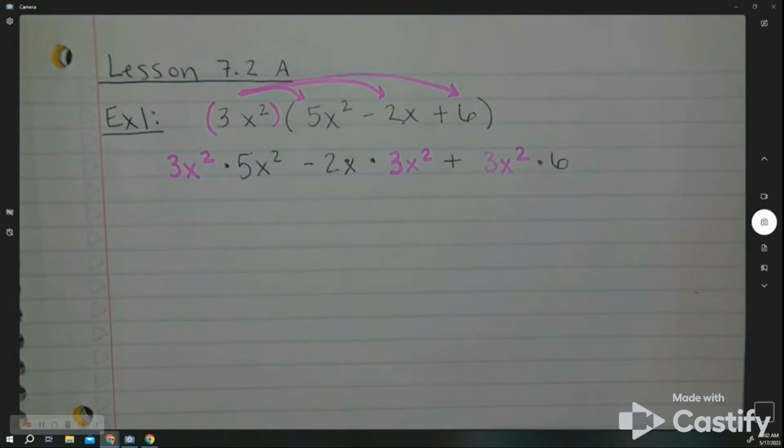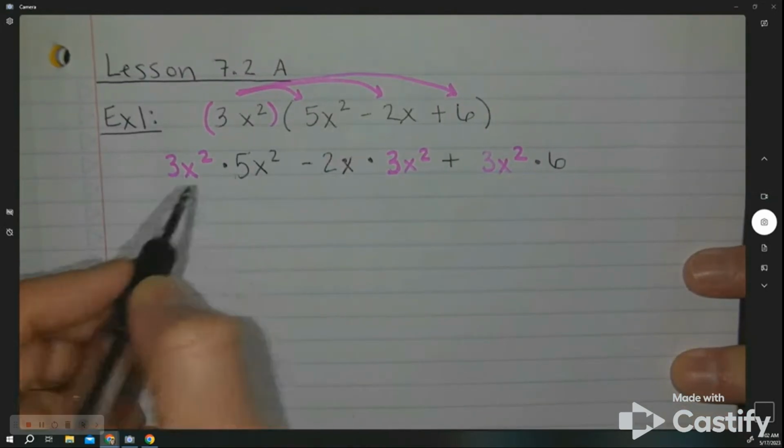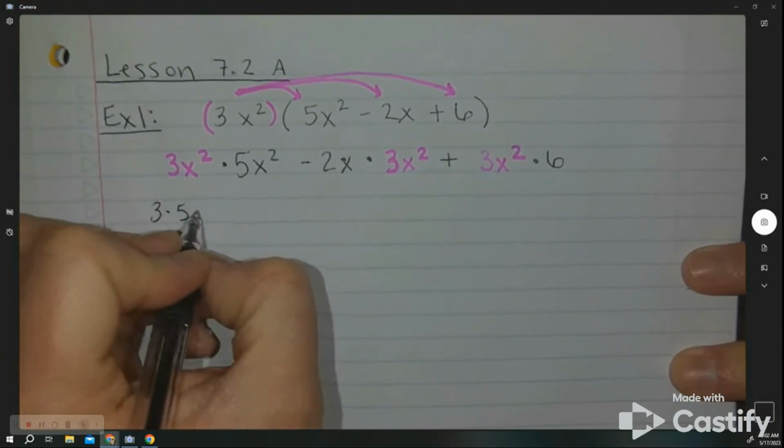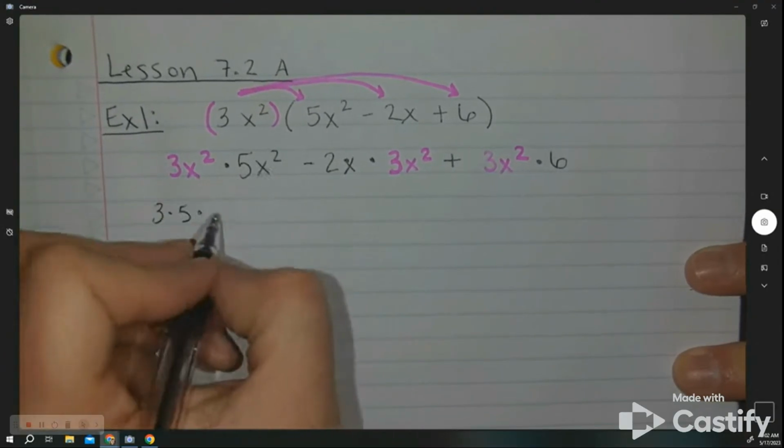Now, when I go to multiply these pieces, I like to regroup the things that match. So, for example, 3 and 5. So 3 times 5 times, we also had x squared and x squared here.